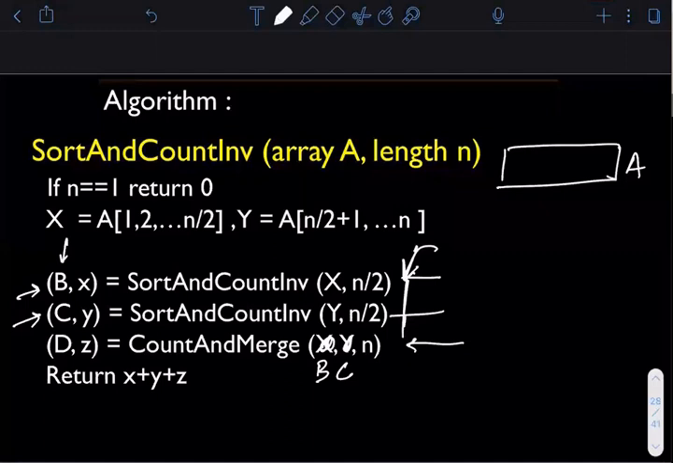That's correct. You are right, Samarth. We also need to return D. I was assuming that D is a container. You are supplying the container, and your recursive call is just dumping everything in the container. But yeah, probably you are right.